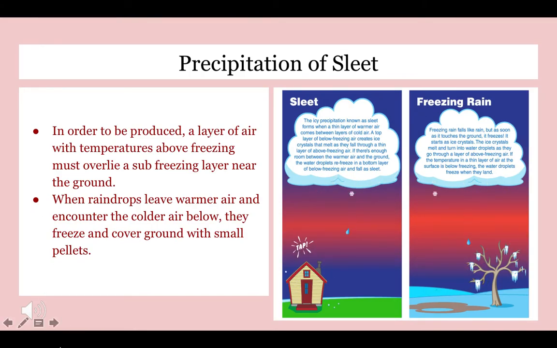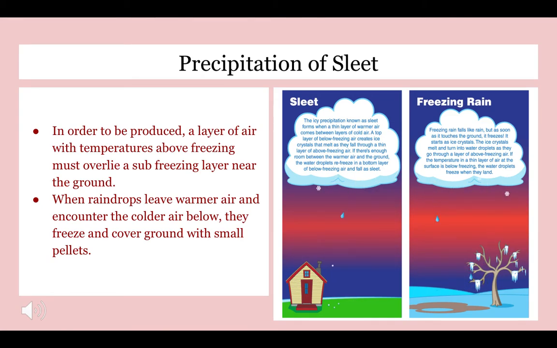With sleet, as we all know, it's not anything fun to walk, ride, or drive on because it is basically frozen rain that is falling onto the ground and staying there. In order to be produced, a layer of air with temperatures above freezing must overlay a sub-freezing layer near the ground. So when raindrops leave warmer air and come down through colder air below, they freeze and cover the ground with small ice pellets. And that's what creates that slick, icy feeling as we drive, walk, or whatever, and slip and fall.